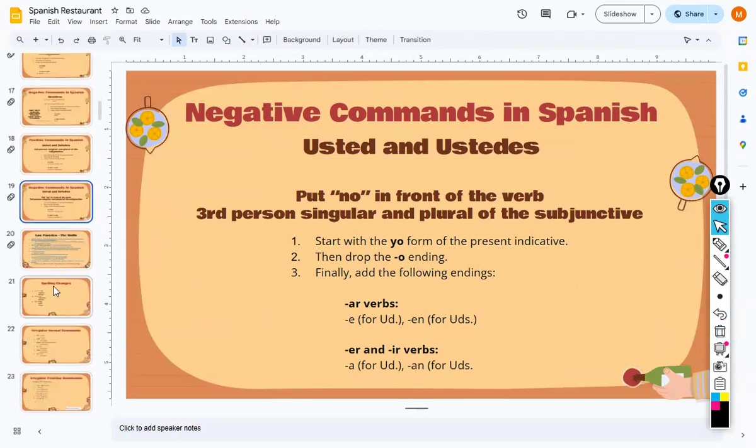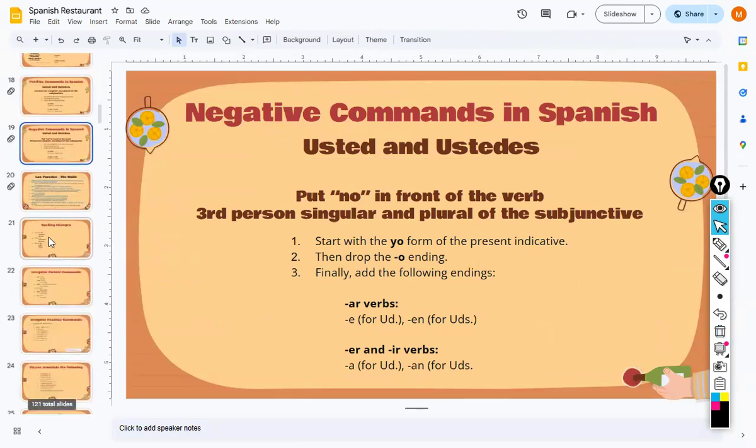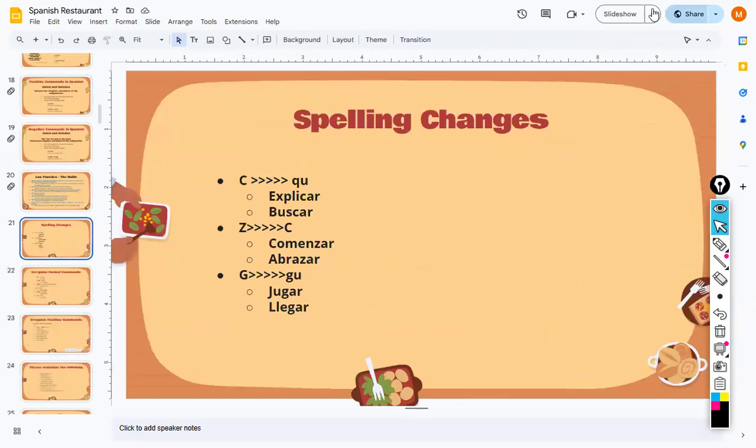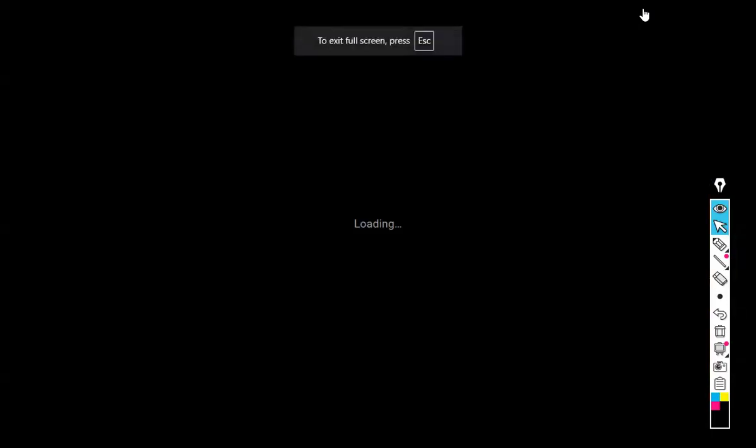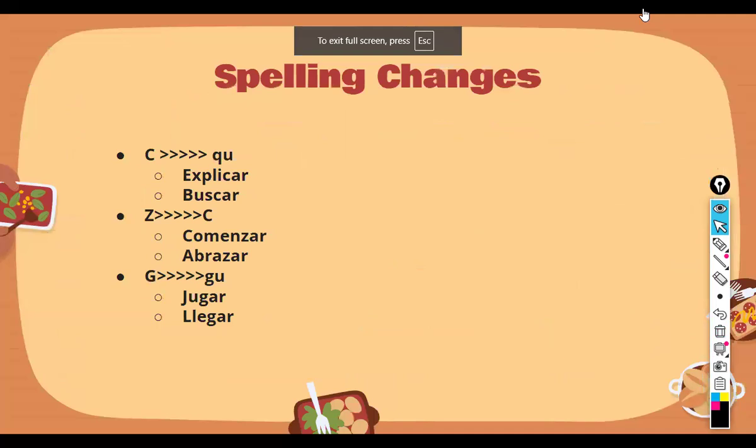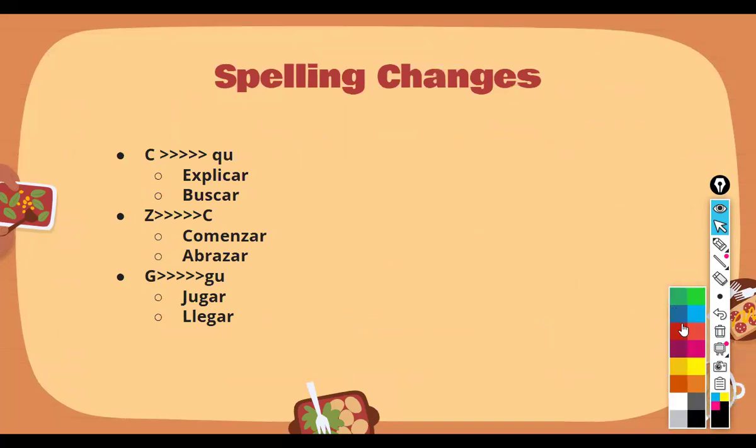All right, now let's talk about spelling changes that take place in some verbs. When the stem, remember we go to the O form, we take off the O to get the stem, right? When the stem has a C, that C has to change to QU. Let's talk about why. Once you understand the why, you won't have trouble remembering this.